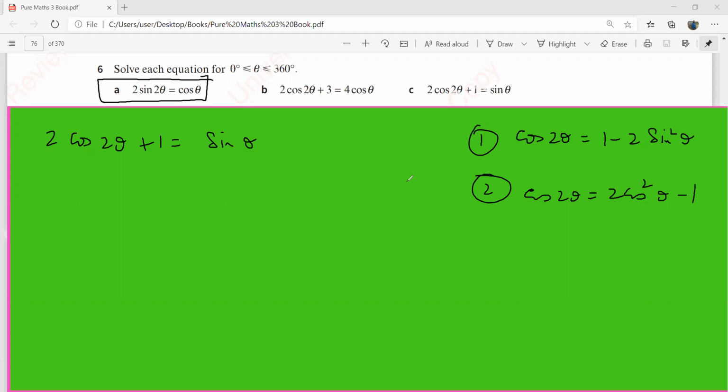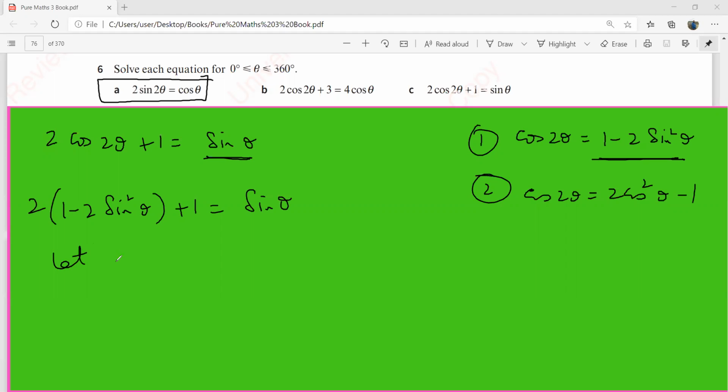The first one, yes, because we have the sine theta over here. So we'll be writing the expression in terms of sine. So we have 2 into 1 minus 2 sine square theta, and then you have plus 1. I believe you can do it after this.